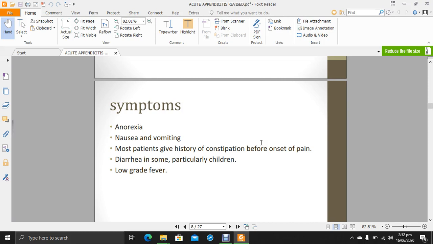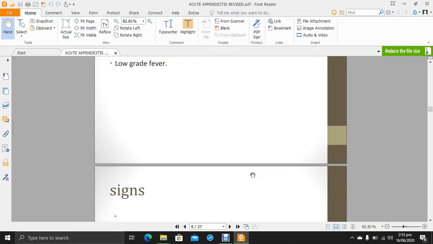In addition to pain, it is associated with anorexia, nausea, vomiting. Most patients give a history of constipation before the onset of pain. Sometimes diarrhea can occur, especially in children, or when the appendix position is in the pelvis, and it is also associated with low-grade fever. These are all the symptoms which will be mentioned by the patient himself.